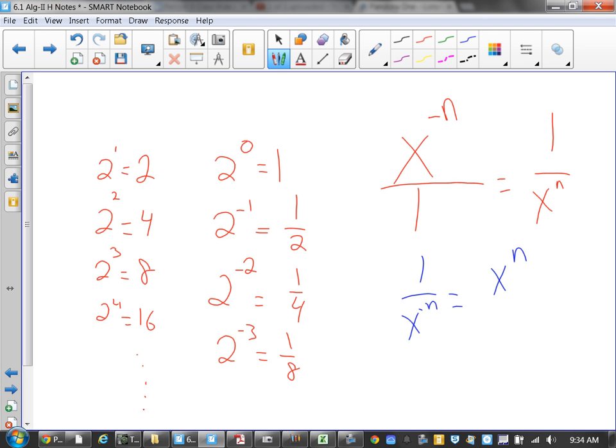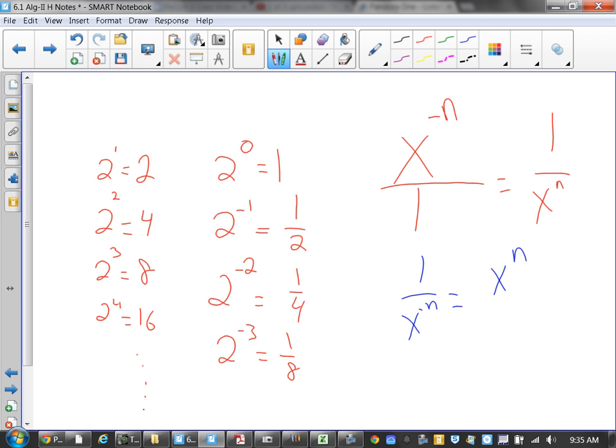Okay. Negative exponents are happy when they're positive. So if they're negative in the numerator, they're positive in the denominator. If they're negative in the denominator, they're positive in the numerator. Vice versa. Get that up.